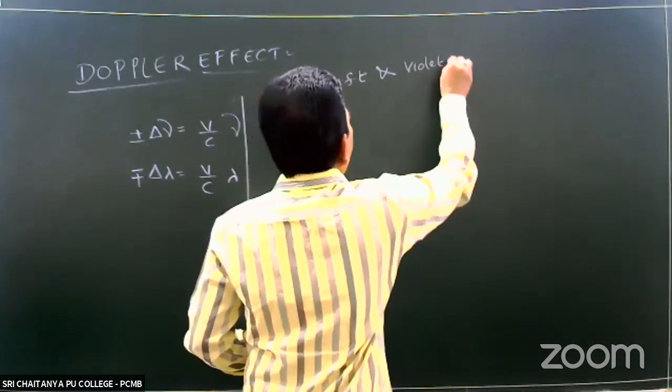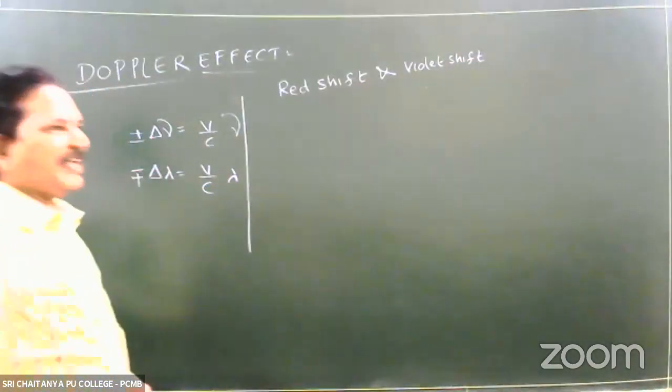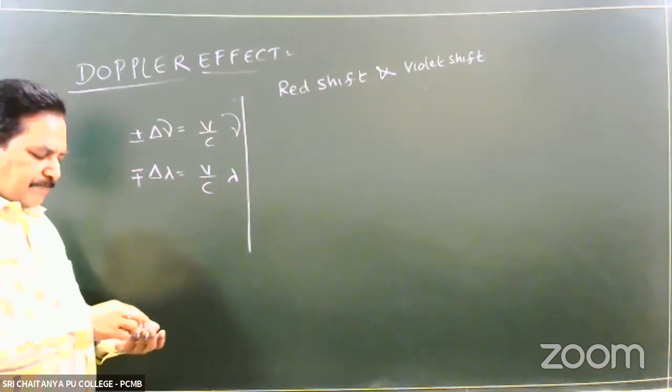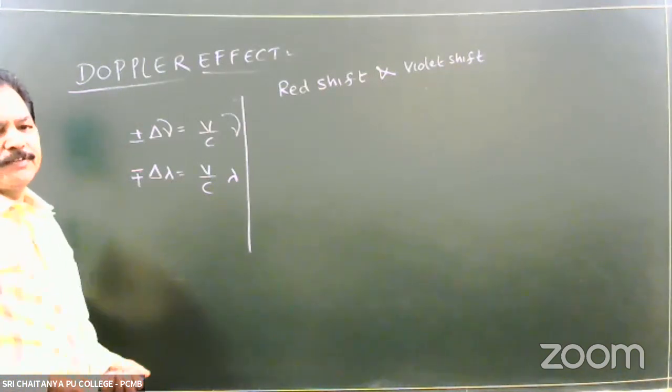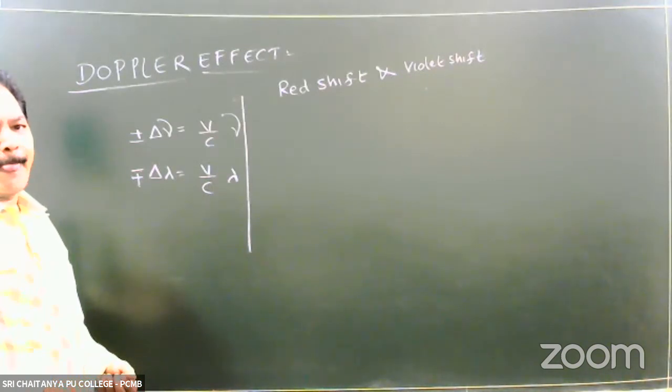What is meant by red shift? What is meant by violet shift, or sometimes blue shift? What are they saying? What do these two terms represent in the Doppler effect?